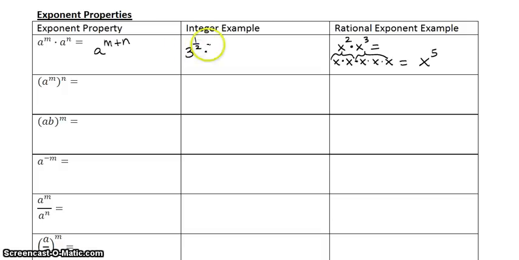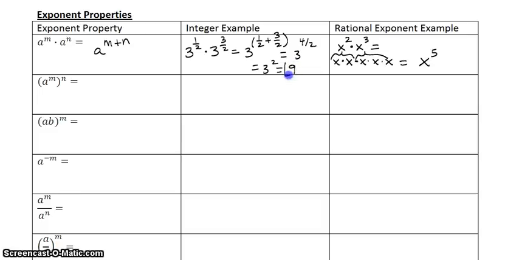Let's say I had 3 to the 1 half times 3 to the 3 halves. So even though it's a number for the base, I still use the same rules. So 3 is still my base, but I'm going to add the exponents. And here is where our fraction properties come in. In this situation, 1 half plus 3 halves already has a common denominator. So I'm just going to add them together. I end up with 3 to the 4 halves power, which is 3 squared.